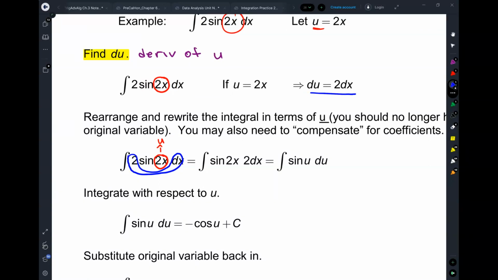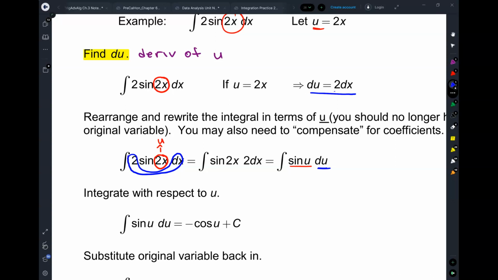Do you guys see that? Outside of this, I have 2 times dx. What is 2 times dx equal to over here? Du, right? So now, I can write those together. So basically what happens is sine of 2x becomes sine of u. And then the rest of the blue stuff just becomes du, and I've got nothing left. And I just integrate that.